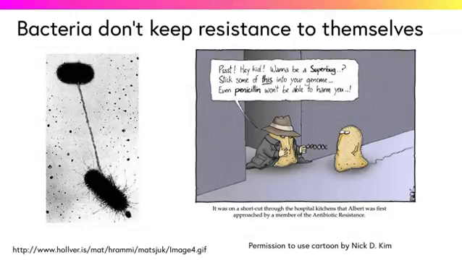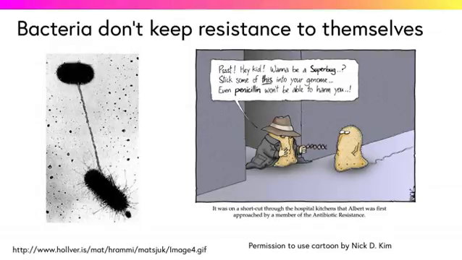Bacteria don't keep resistance to themselves, particularly if that resistance is mediated by plasmids. Resistance due to chromosomal mutation can only be spread if the organism with that mutation spreads. But if resistance is on a plasmid, the plasmid can move.